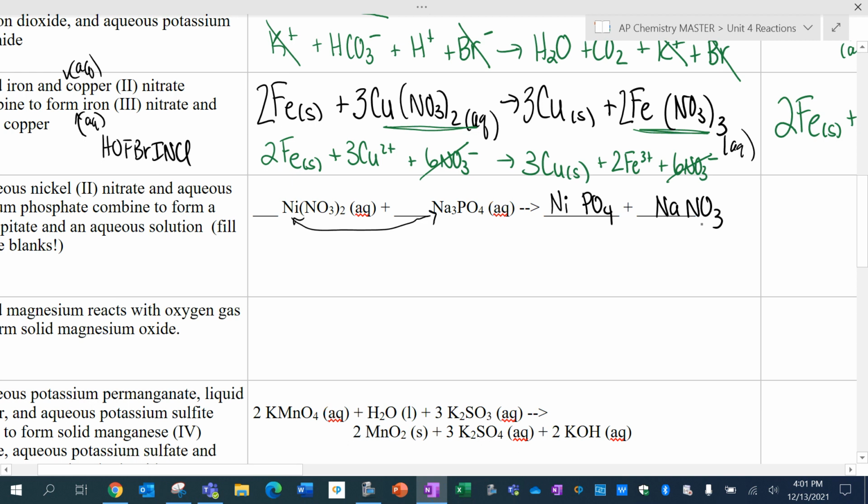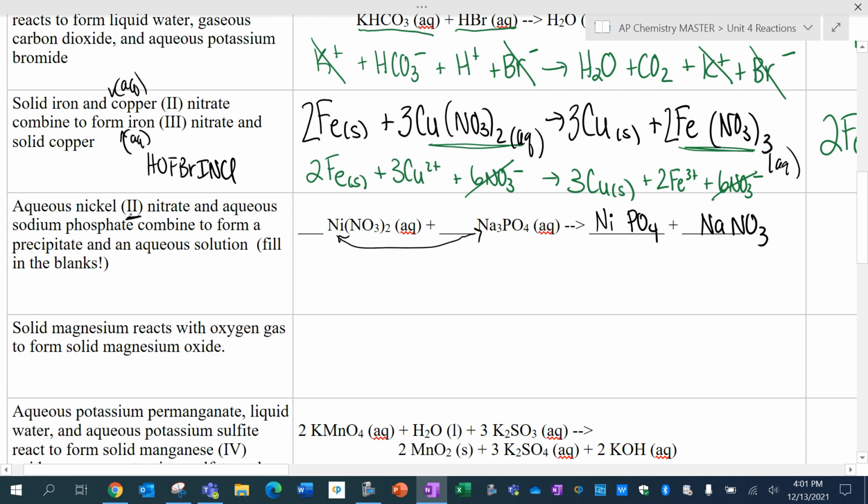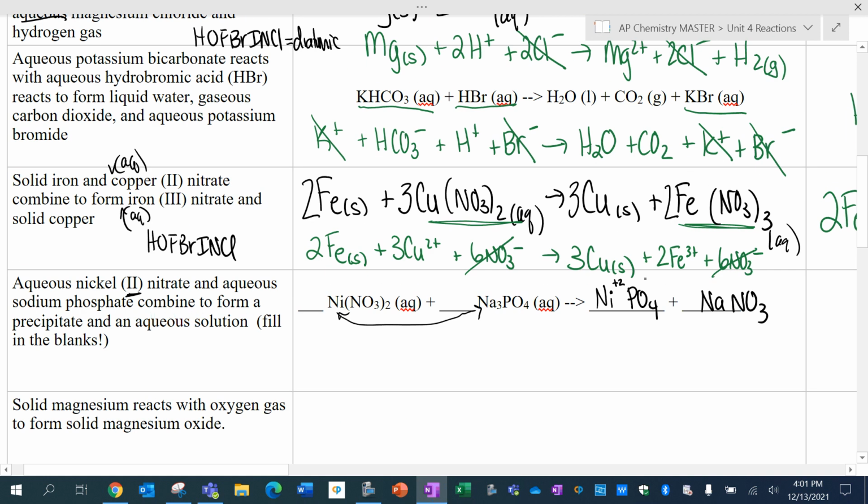The way we figure out the subscripts is we look at the charges. So nickel, you see that says nickel 2 nitrate? That means our nickel has a charge of 2 in this compound. And then phosphate, if you look down at your list of polyatomic ions, phosphate is one of the ones you want to know. It's got a -3 charge. So if you do a little crisscross here, this formula would be Ni3(PO4)2. Okay, so that's the formula for nickel phosphate. And then sodium nitrate, sodium's +1, nitrate's -1. So we don't need any subscripts at all there.